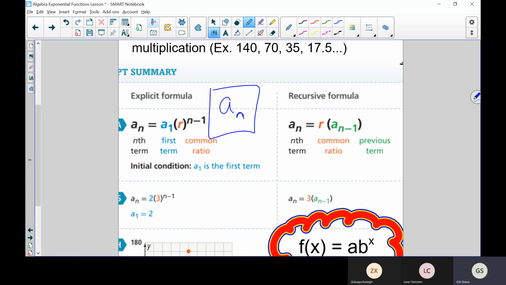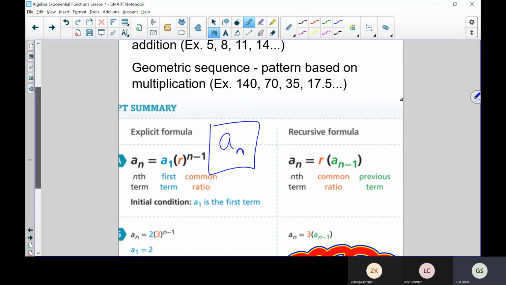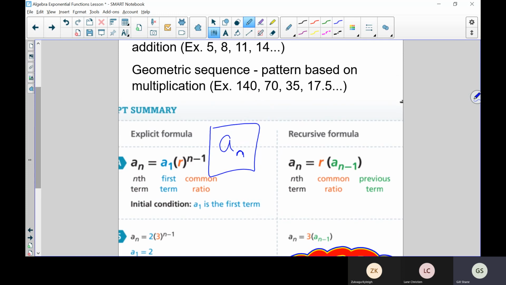All right, so let's talk about it. Again, you can get away without fully understanding this part, but the more you understand it, the better off you'll be.